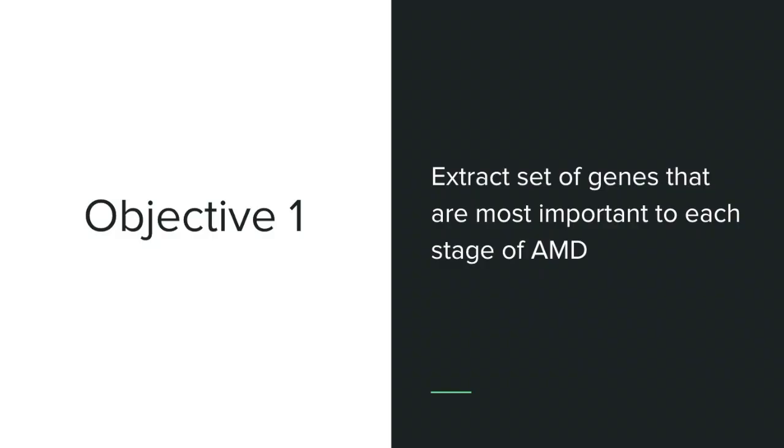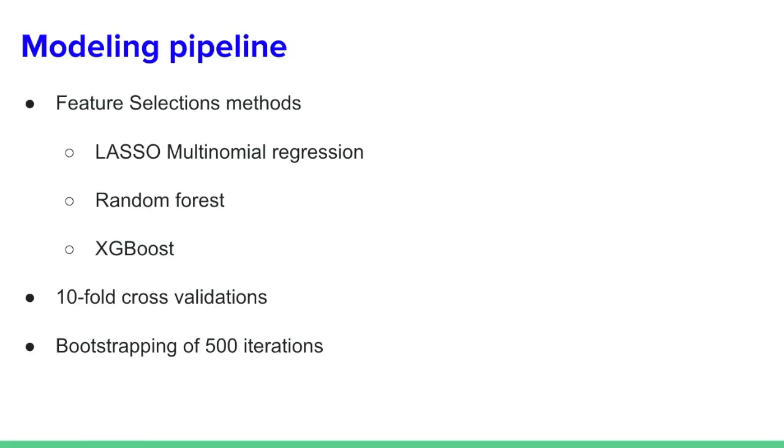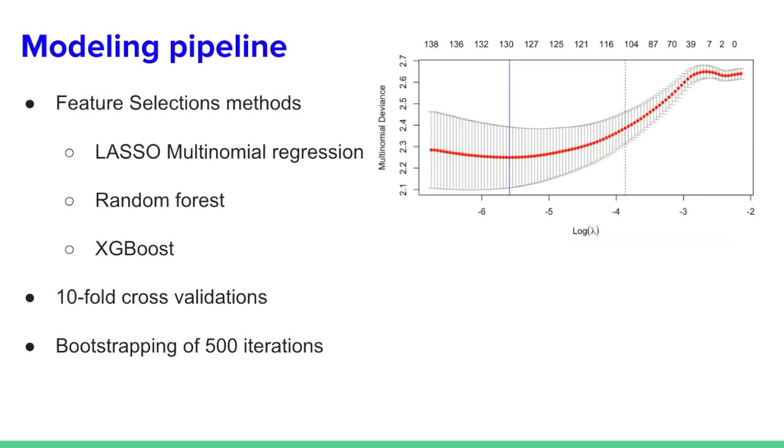Our first objective is to extract a set of genes that are most important for each stage of AMD. At first, we try different feature selection methods to find the best model for the multi-classification problem. We try multinomial regression with Lasso. In this model, the tuning parameter lambda is chosen by cross-validation, and the model chooses the lambda where multinomial deviance is minimized. We also use tree-based algorithms such as random forest and XGBoost.